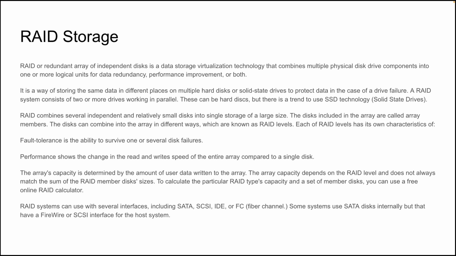A RAID system consists of 2 or more drives working in parallel. These can be hard disks but there is a trend to use SSD technology. RAID combines several independent and relatively small disks into single storage of a large size. RAID systems can be used with several interfaces, including SATA, SCSI, IDE, or Fiber Channel. Some systems use SATA disks that have a FireWire or SCSI interface for the host system.